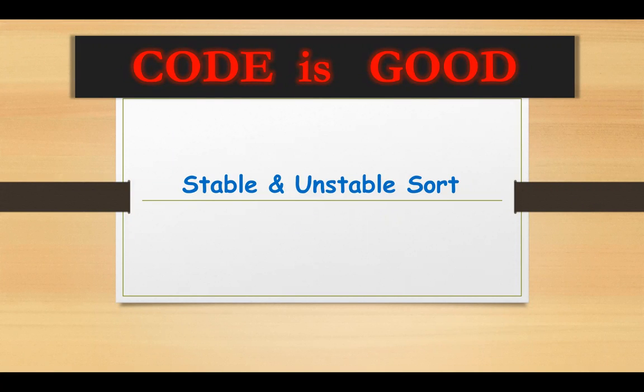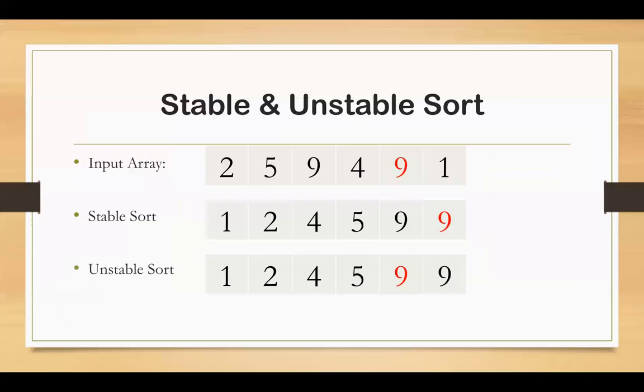In this video, we'll discuss what stable and unstable sort are. Whenever we are given a few items to sort and they contain duplicate items, we have two options. Taking this example where we have a few integers to sort, we see that there are two nines which are duplicates. So if we have to sort, we have two options.